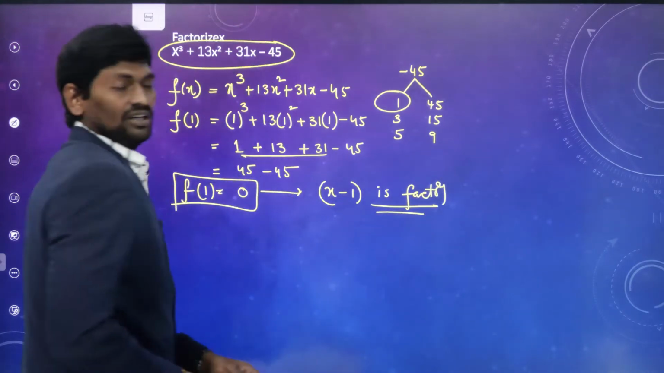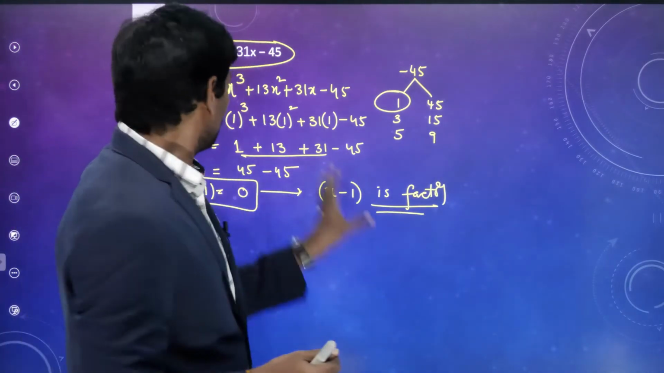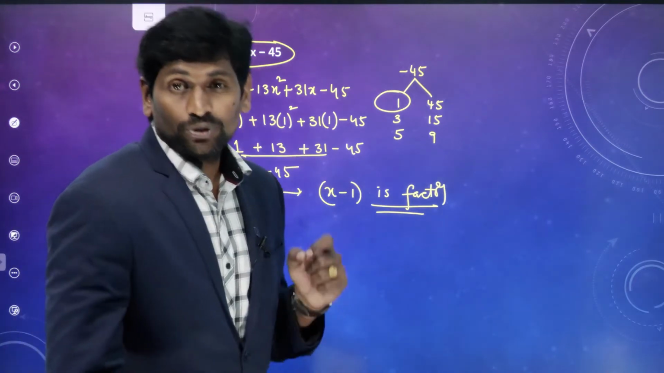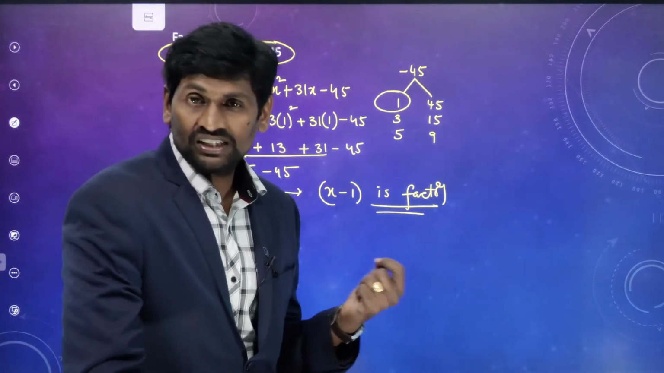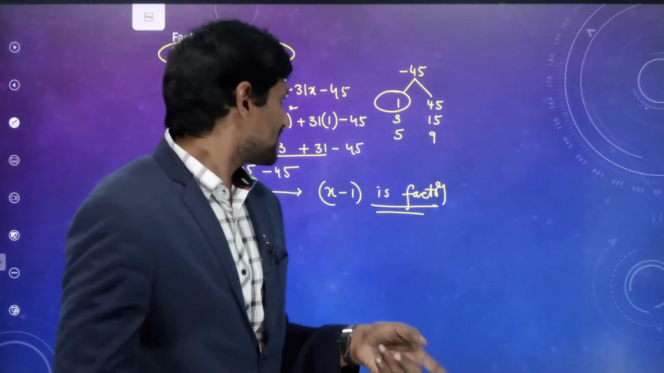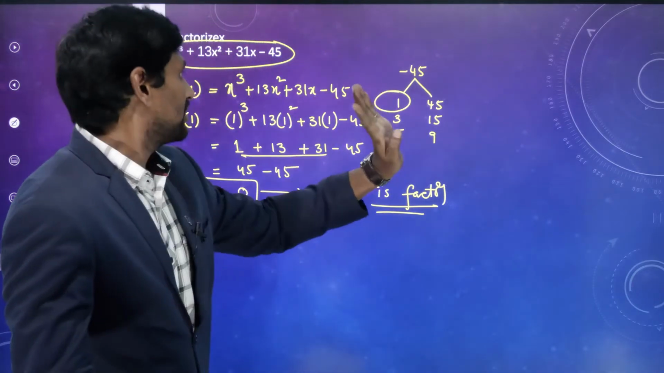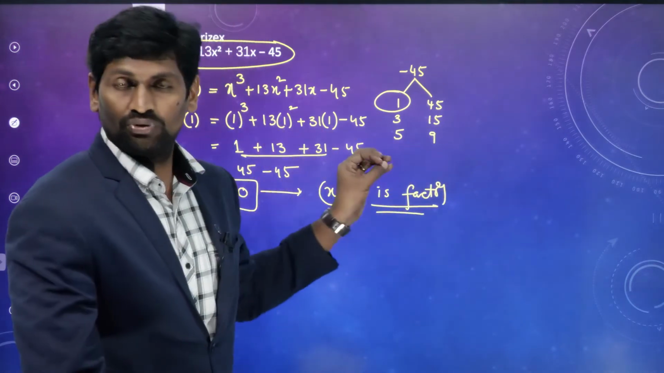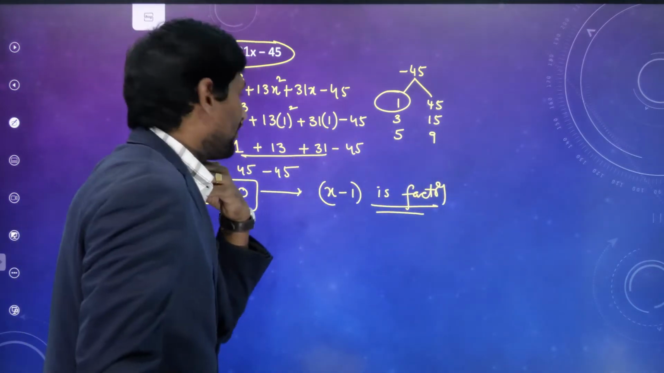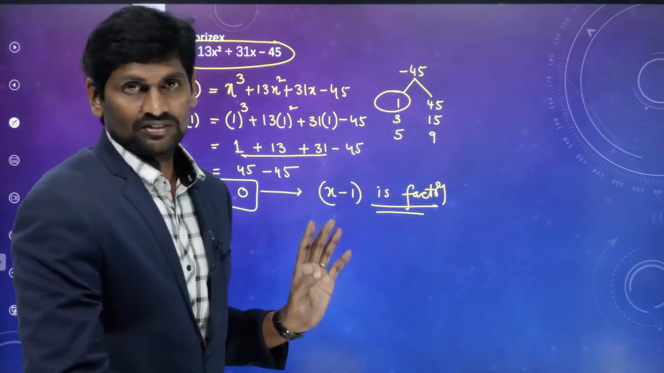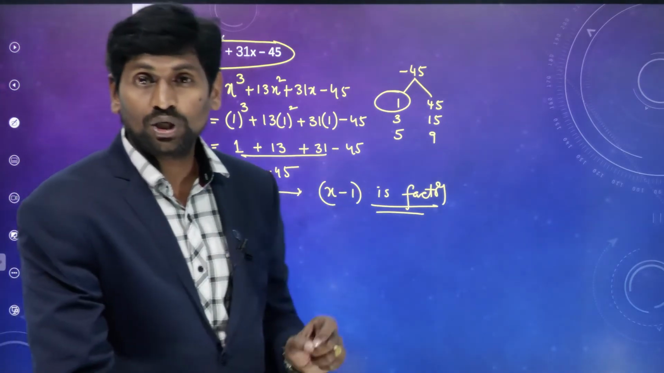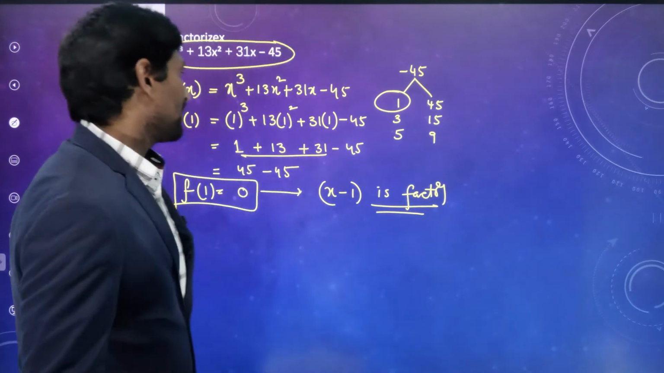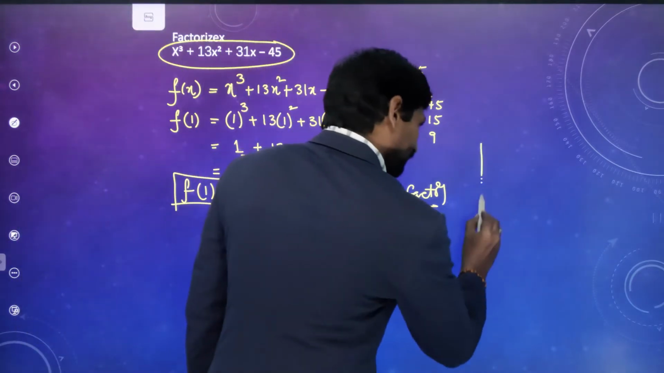Okay? So if you identify one factor of this cubic polynomial, by using synthetic division we can easily identify the remaining two. Or else, you can substitute all these factors 1, 3, 5, 9 in f of x, and you will get the required factors. Then we can write the cubic polynomial as a product of 3 factors. Okay, so let us see the synthetic division.